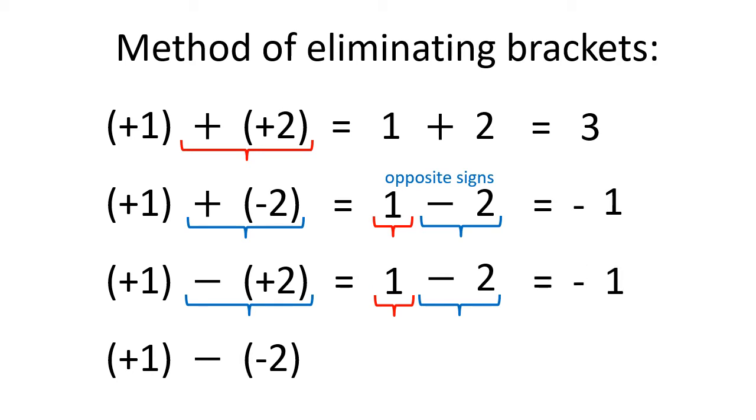The fourth question is positive 1 minus negative 2. Positive 1 is just 1, and minus negative 2 is positive 2. This is just 1 plus 2, which is 3. So the answer is 3.